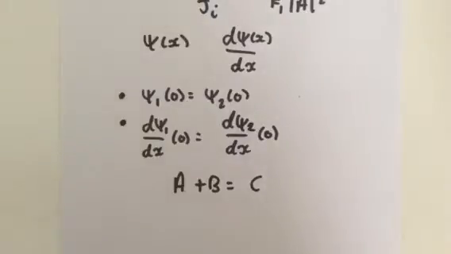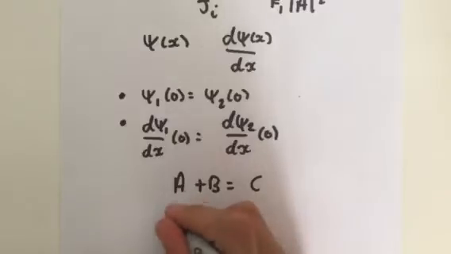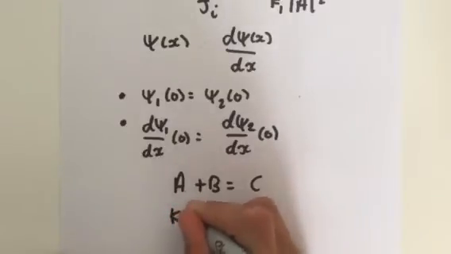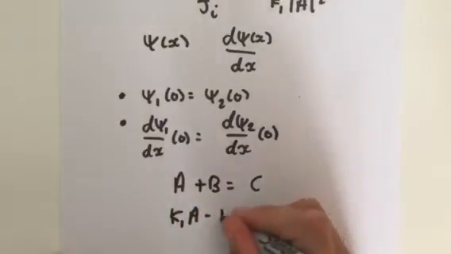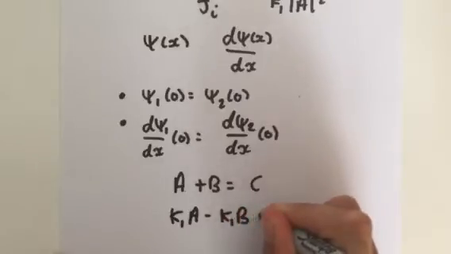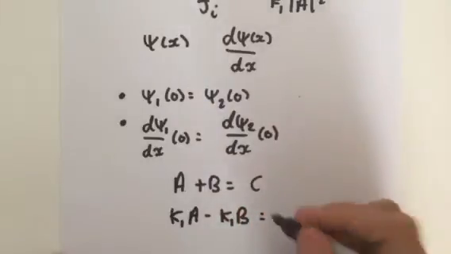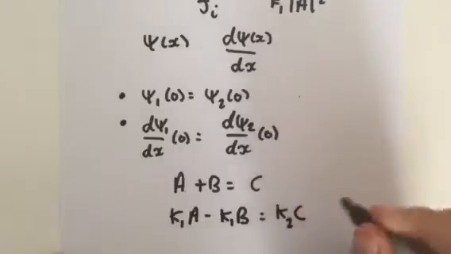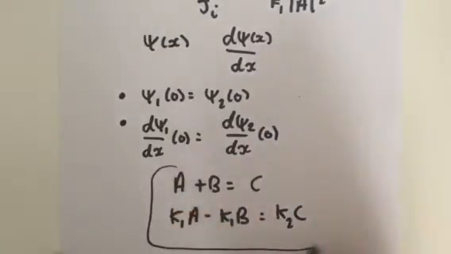And plugging into the second boundary condition with the derivatives, it's going to give us k1 A minus k1 B is equal to k2 C. That's what we get.